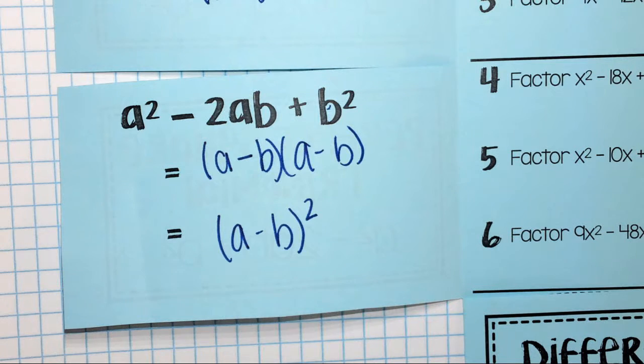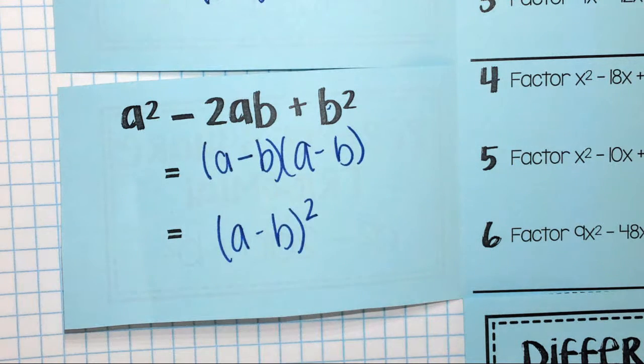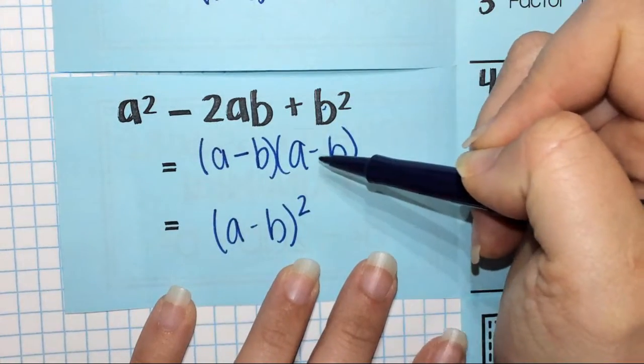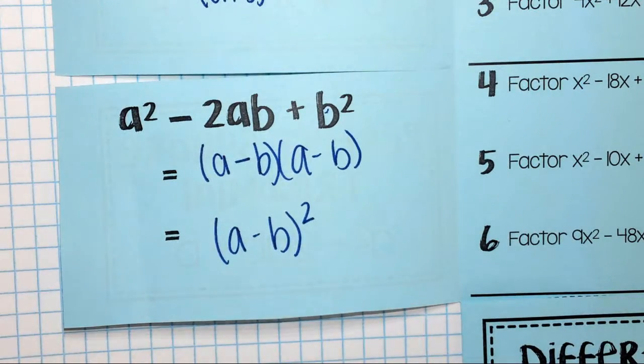Now, why is it a minus even though we have a plus right here? Yes. But how do we get a positive here? Good. Take a point. Because when you distribute this, you use FOIL, and a negative times a negative is a positive.